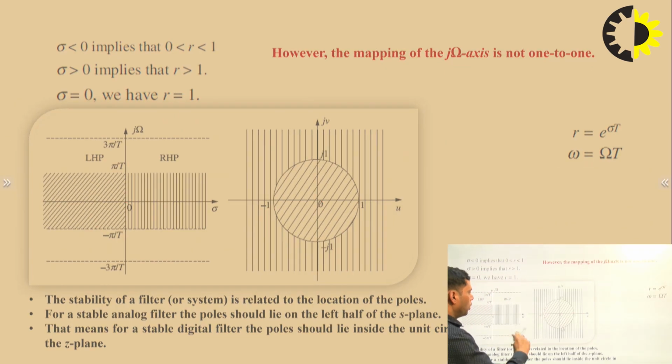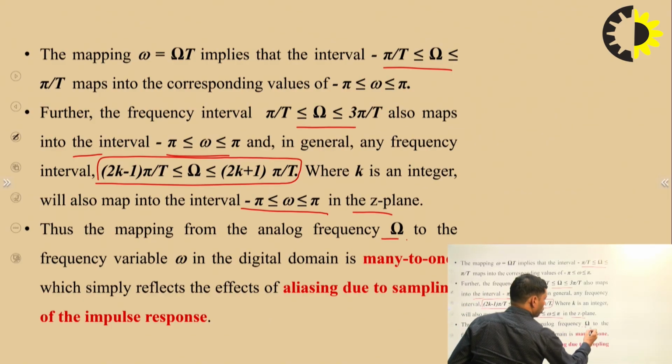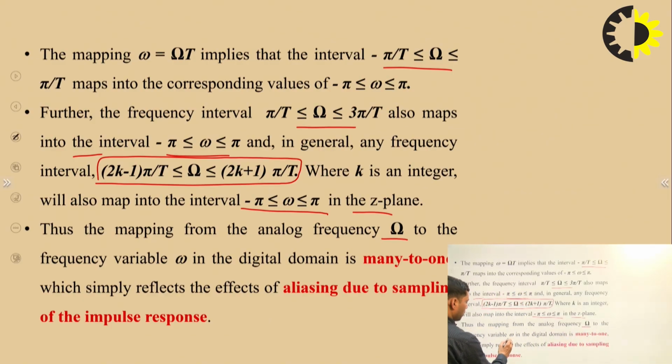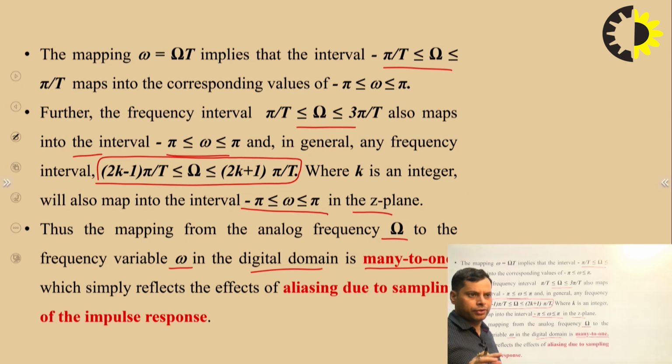That means, if we see the mapping of the analog frequency omega to the frequency variable omega in the digital domain, it is many to 1. Whatever frequencies are in the S domain are now mapped onto the interval minus pi to pi. That means many to 1 here.